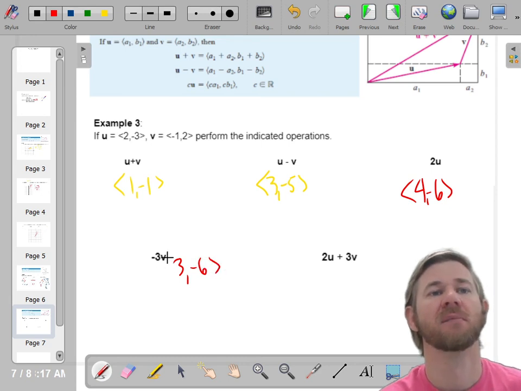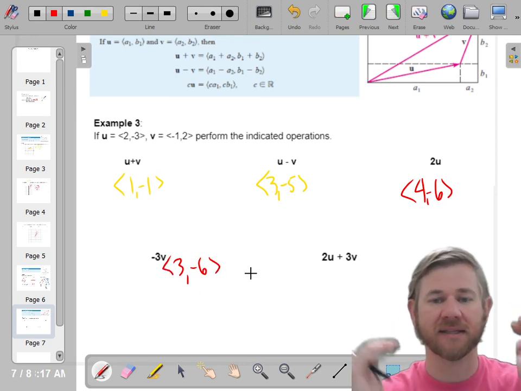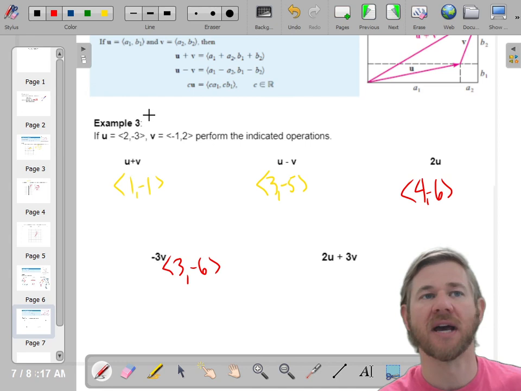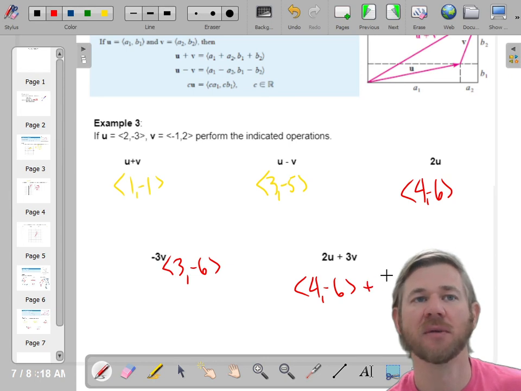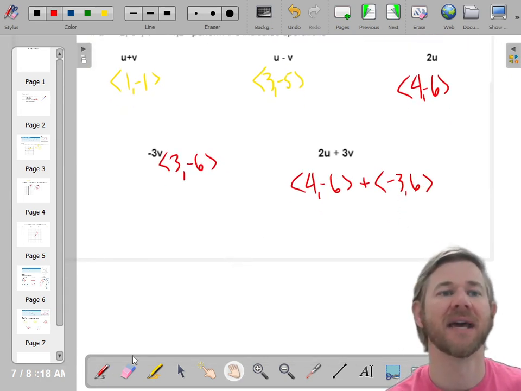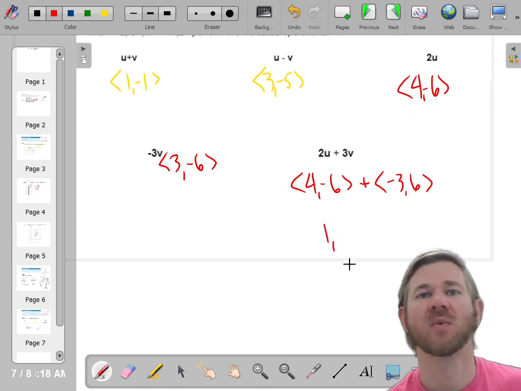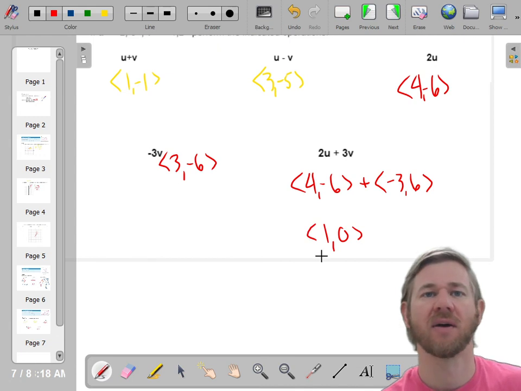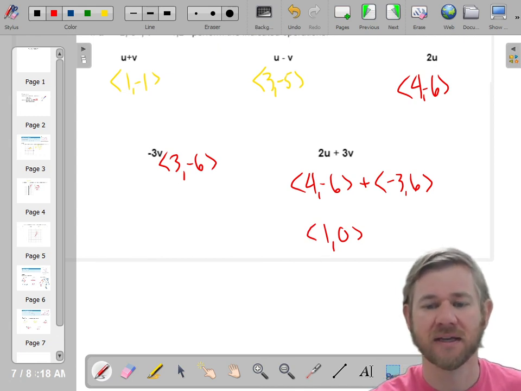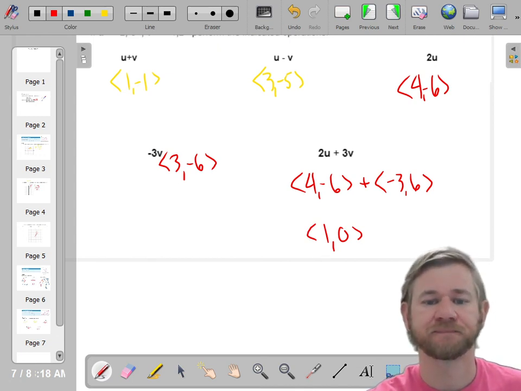Now these are components, so they're using the less than, greater than signs. 2 times u, well, let's do that first. 2 times u would be 4, -6. And 3 times v would be -3, +6. Now if I add them together, 4 plus -3 is 1, and -6 plus +6 is 0. So the outcome at the end of the day is just like saying go to the right 1.